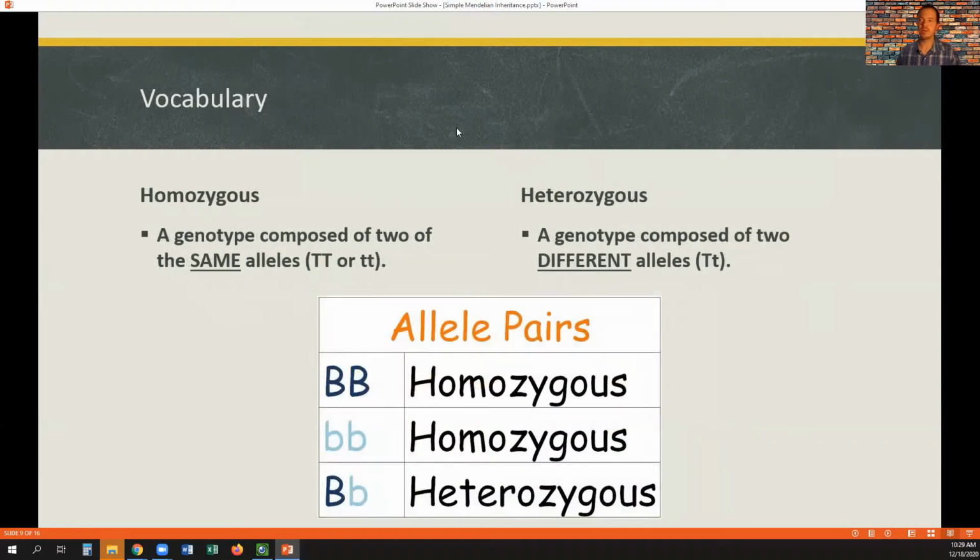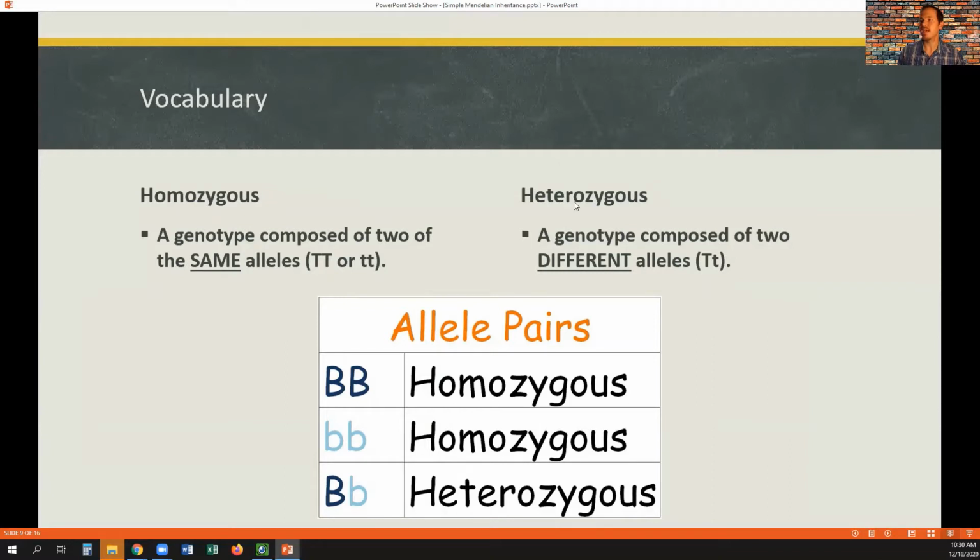And our last two words are homozygous and heterozygous. So homozygous, homo means same. So homozygous is a genotype composed of two of the same alleles. So we can have homozygous dominant, or we can have homozygous recessive. So two of the same dominant or two of the same recessive alleles.